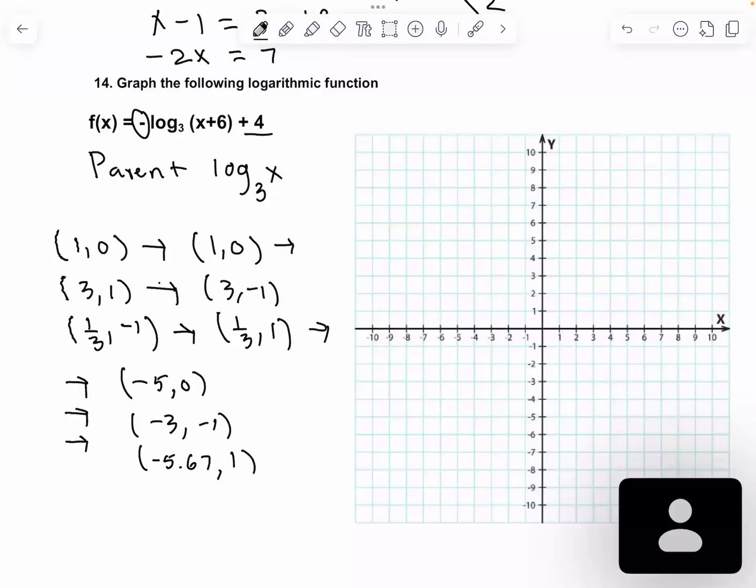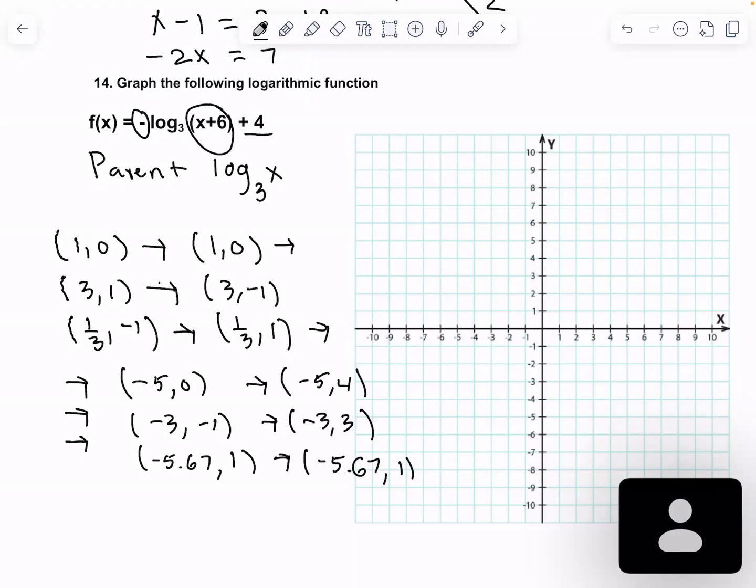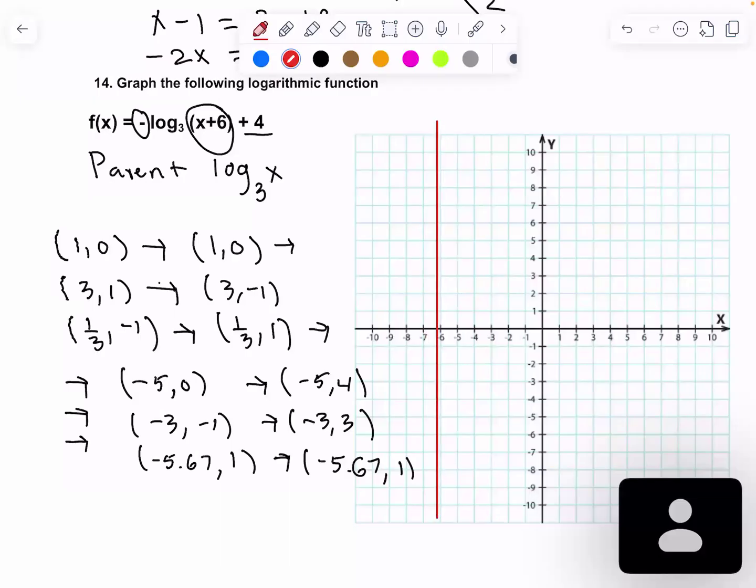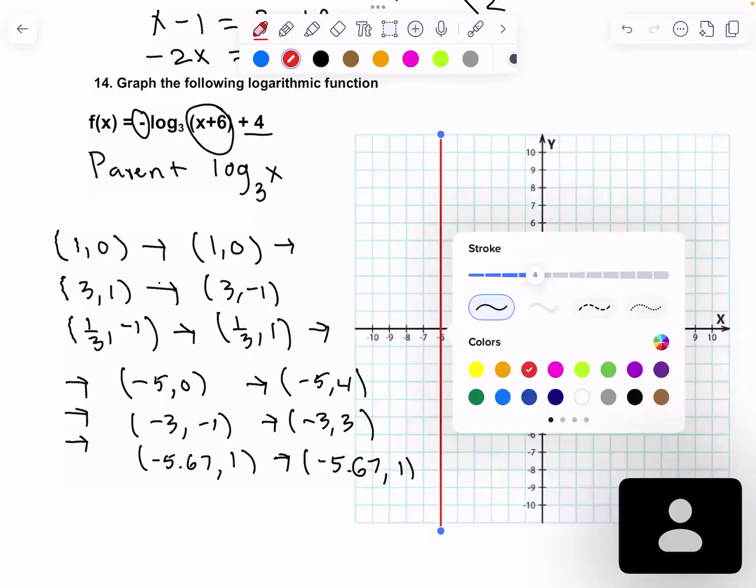Okay, so hopefully I didn't lose you there. We did the second step. And now we have to do the 4, which is outside the function, so it changes the y's. So I add 4 to my y's. All right. Now our asymptote's always at 0 unless we have a horizontal translation, which we do here. We moved it over 6 to the left. So my vertical asymptote is at x equals -6.